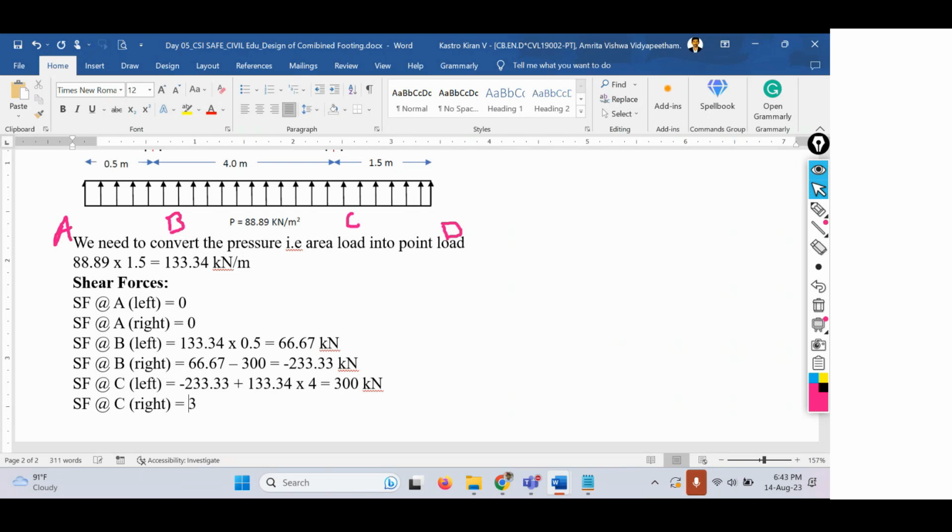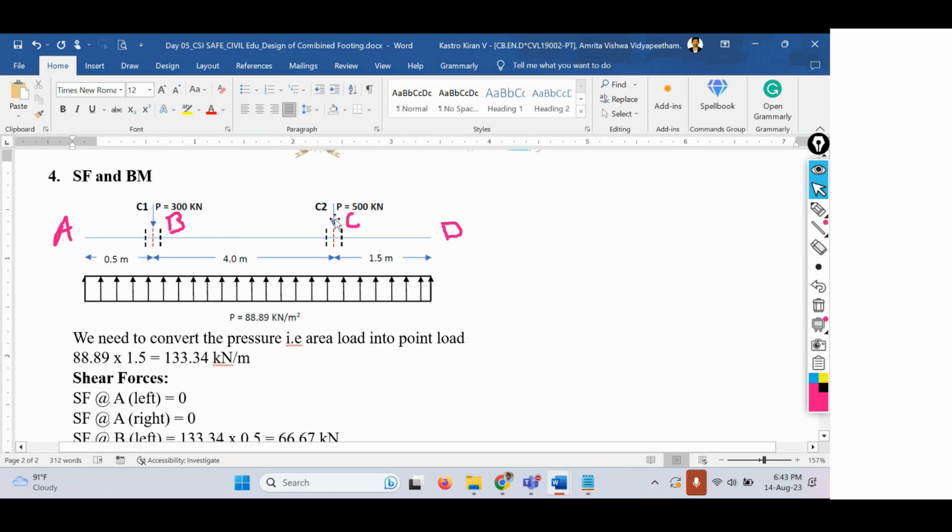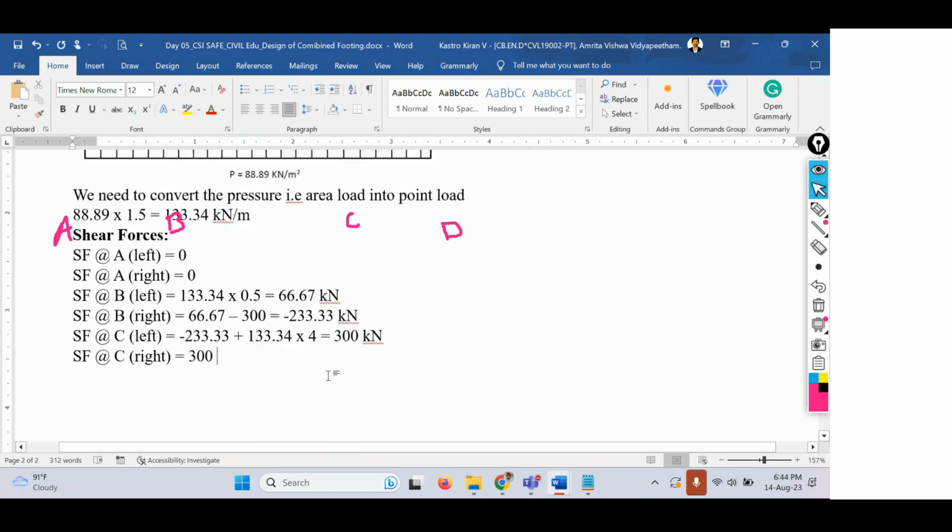Okay, the previous load, which is 300 kilonewtons, and what load is acting along the right side of column 2? 500 kilonewtons. Is it an upward load or a downward load? It's a downward load. So I said that upward loads are considered positive and downward loads are considered negative. Since 500 is acting in the downward direction, it will be 300 minus 500. That will give us minus 200 kilonewtons of load. That's the shear force at C along the right side.